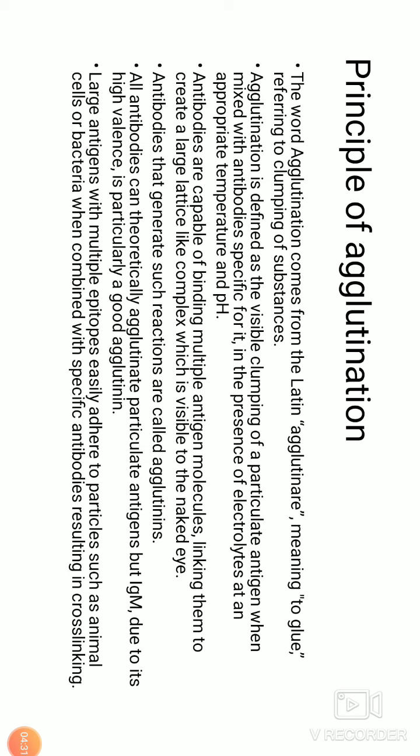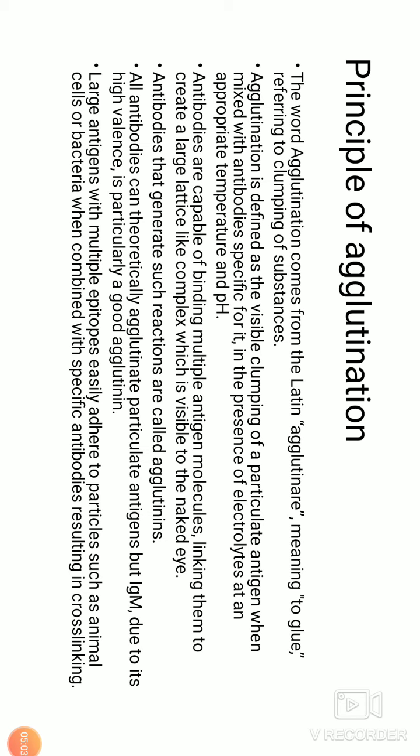Agglutination is defined as the visible clumping of particulate antigen when mixed with antibodies specific for it, in the presence of electrolytes at an appropriate temperature and pH. Now, antibodies are capable of binding multiple antigen molecules, linking them to create a large lattice-like complex which can be visible to the naked eye. Such antibodies are called agglutinins.